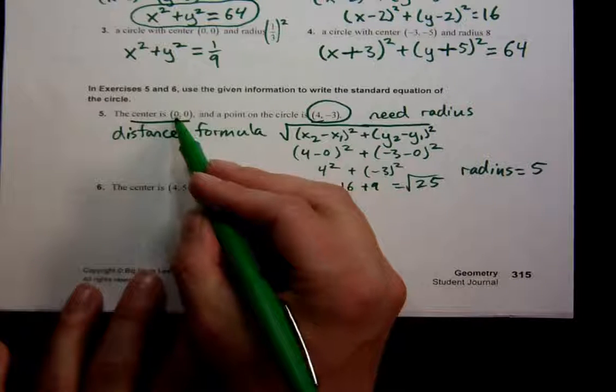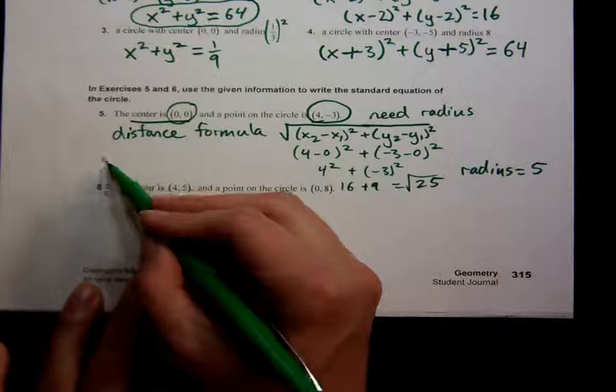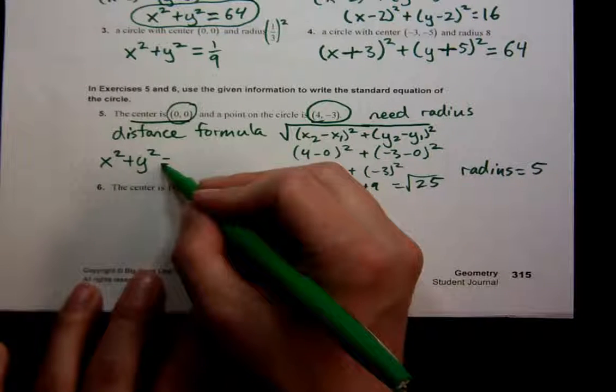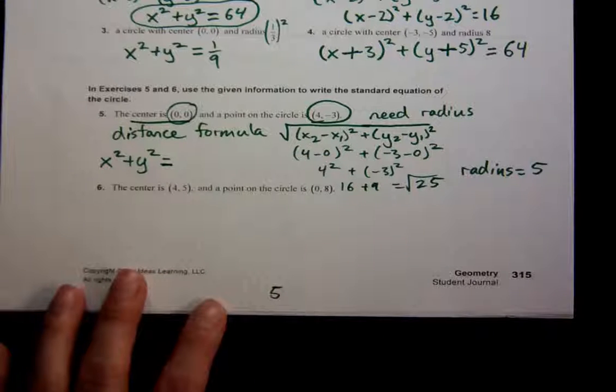And so then my equation of the circle, my center is 0, 0, which means it's just the x squared plus y squared equals 5 or equals 25?